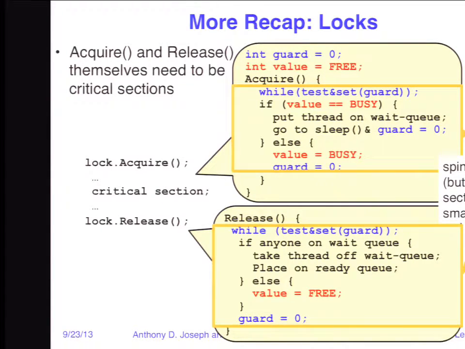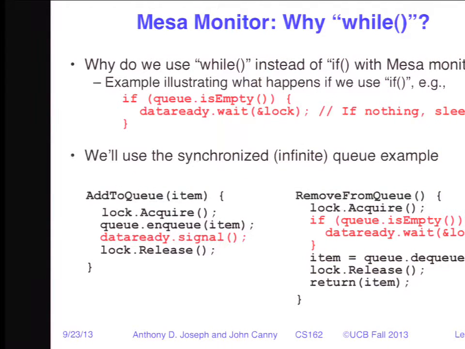Okay, so there was also a lot of confusion about why we need to use a while instead of using an if when we use Mesa-style monitors. So the key question is this queue is empty, right? So when we initially come through to remove something from the queue, we acquire the lock, and then we do this test to see is the queue empty. If the queue is empty, then we want to wait on the condition variable. In this case, it's data ready, and we're going to give up the lock when we go to sleep. Right? So all that has to happen atomically. Wait on the queue, go to sleep, and giving up the lock.